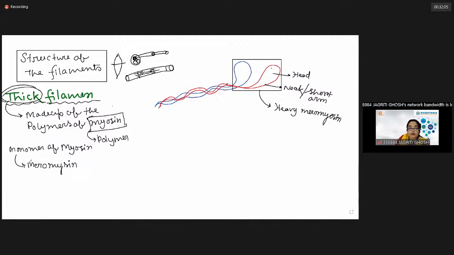So whatever I am drawing here is a meromyosin. Right now I am drawing a meromyosin.